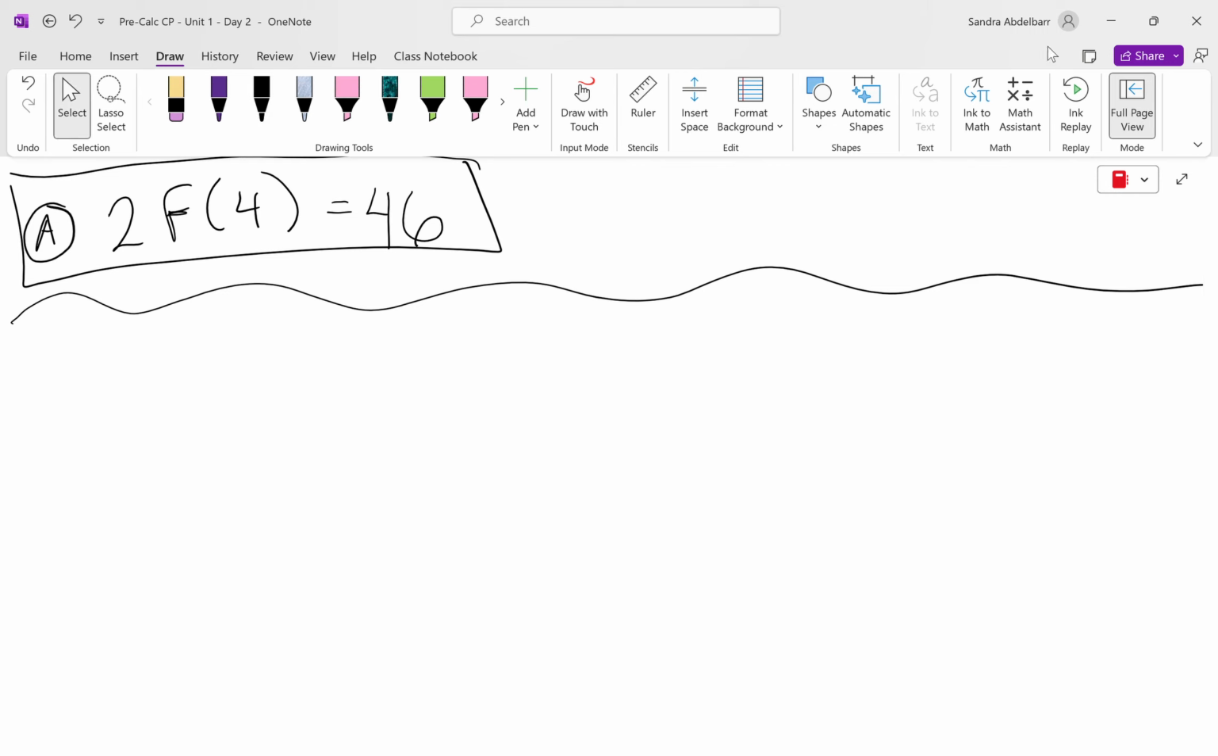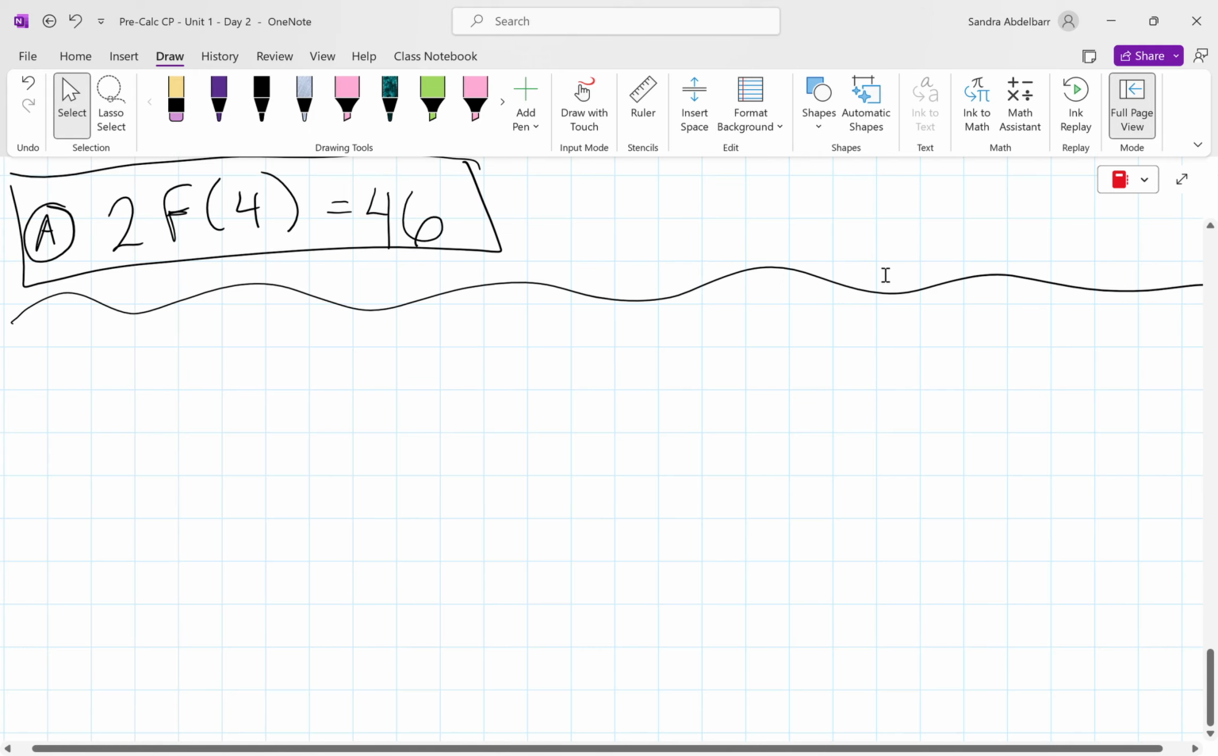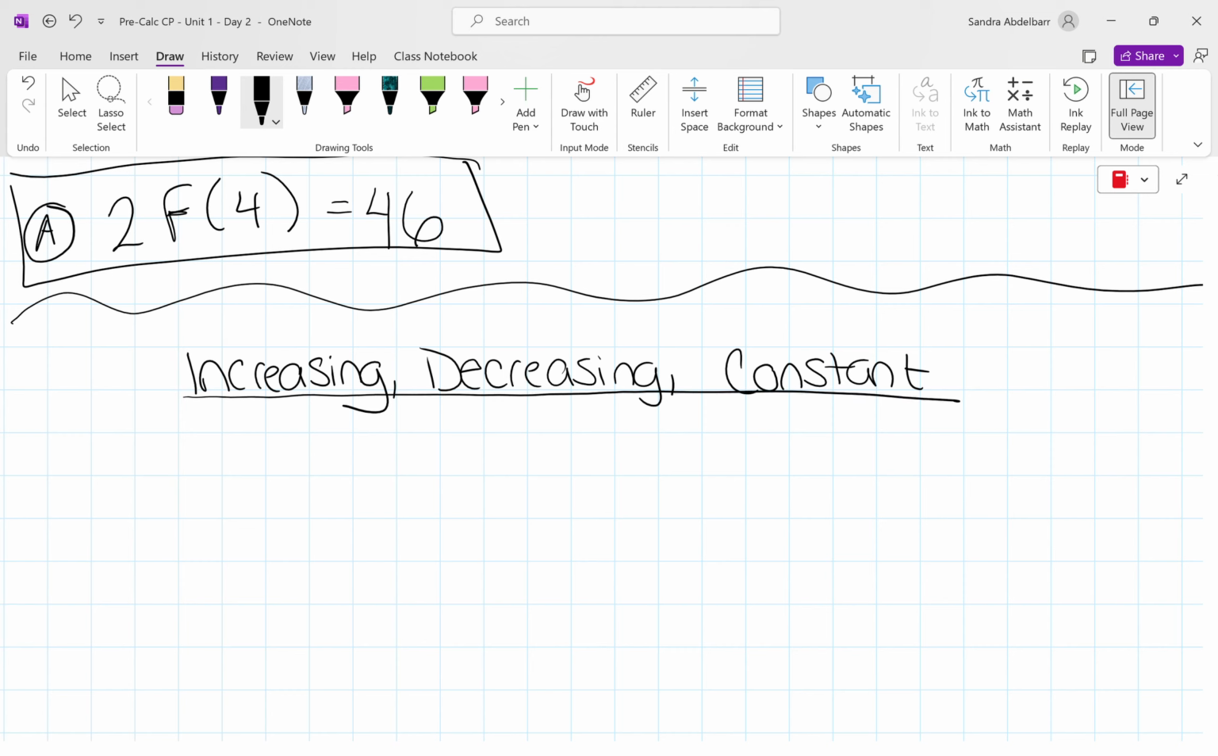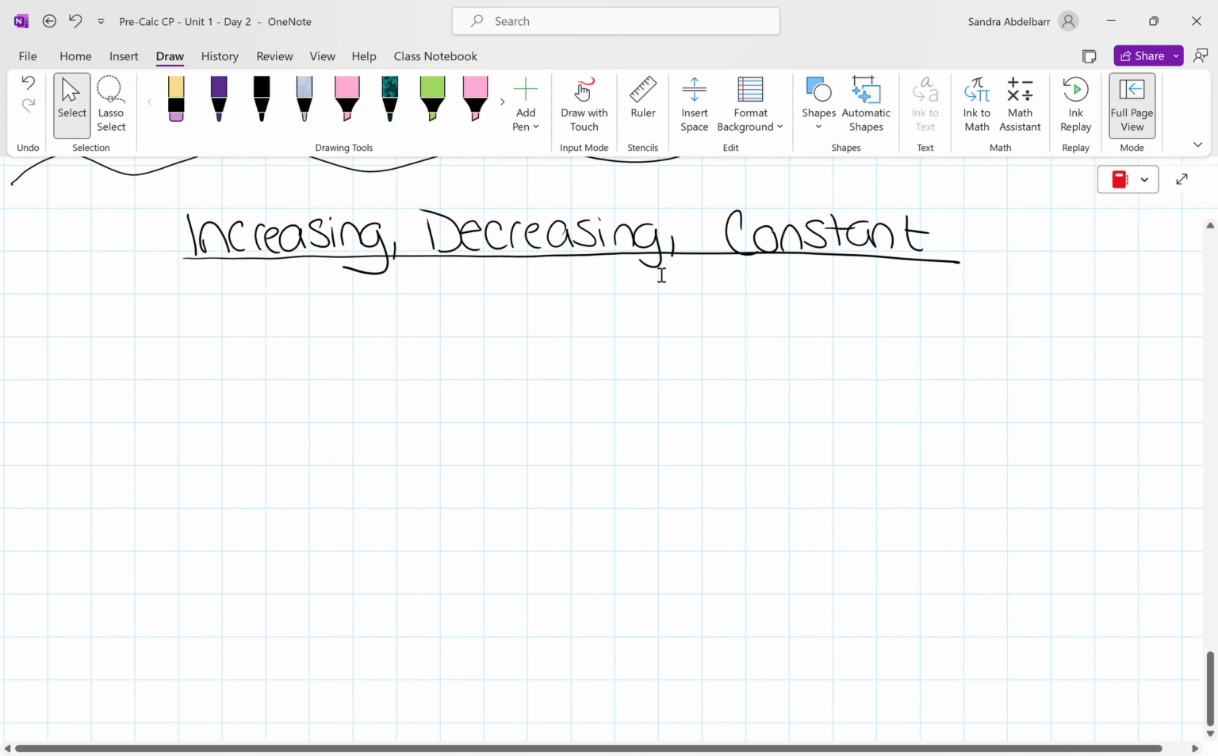This next part of the lesson, we are going to title it, actually, I want some graph paper here. The graphs. Okay. We're going to do increasing, decreasing, constant. So what I'm going to do is give you a graph. And in that graph, we're going to identify the intervals that are increasing, intervals that are decreasing, and the constant interval.